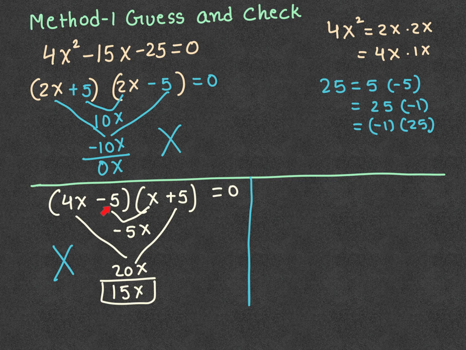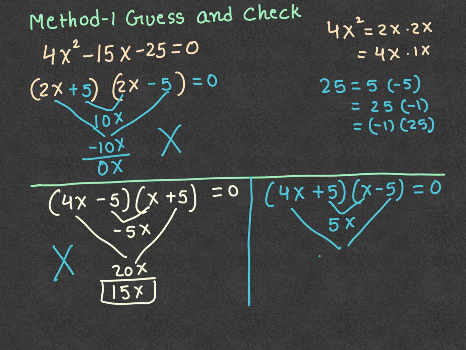If we switch the signs of these terms, so negative here and positive here, then we're going to get our right factors. So 4x plus 5 times x minus 5 equals 0. Now if you get 5x and negative 20x, the middle term becomes negative 15x. This time our choice is correct. So our factors are 4x plus 5 times x minus 5 equals 0.